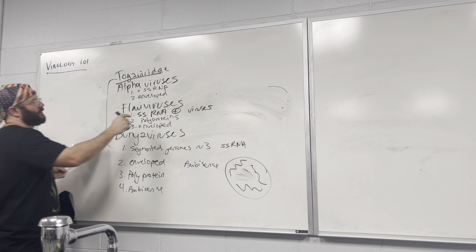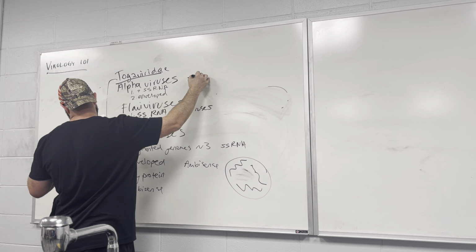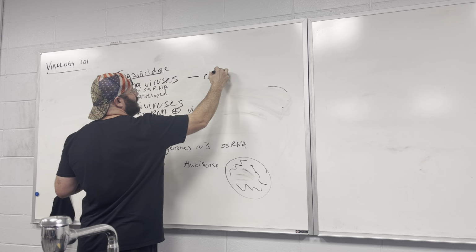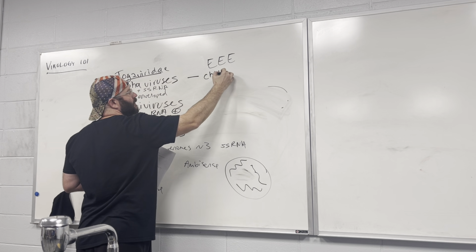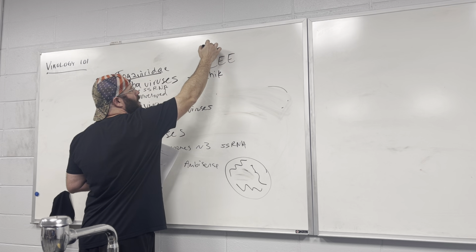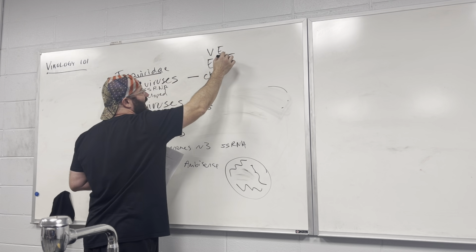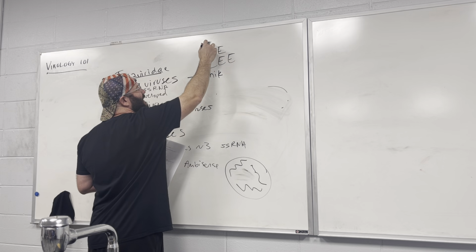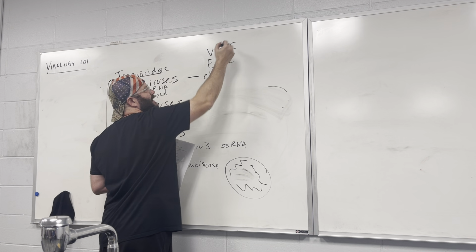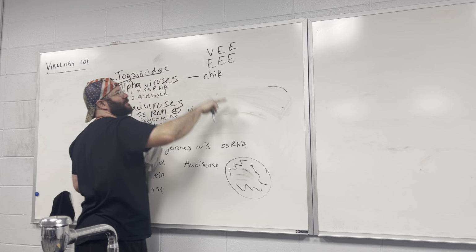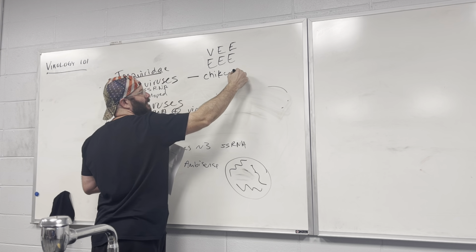Examples of the most famous alpha viruses: Triple E, Eastern equine encephalitis, Venezuelan and Western equine encephalitis too. Oh my gosh, there's a bunch. VEEV, Venezuelan equine encephalitis virus. Yes. So we've got these, and then chikungunya.